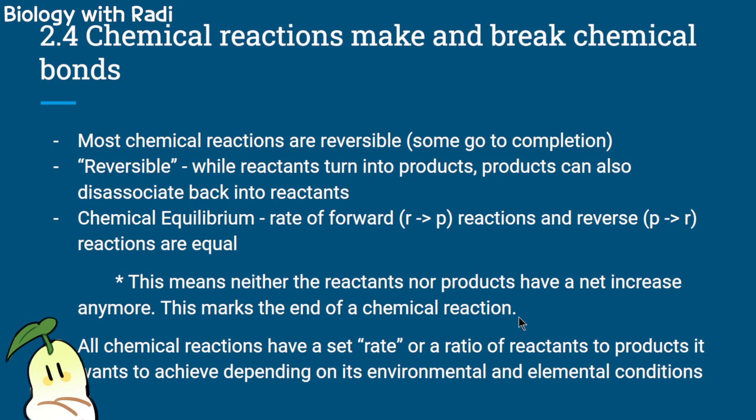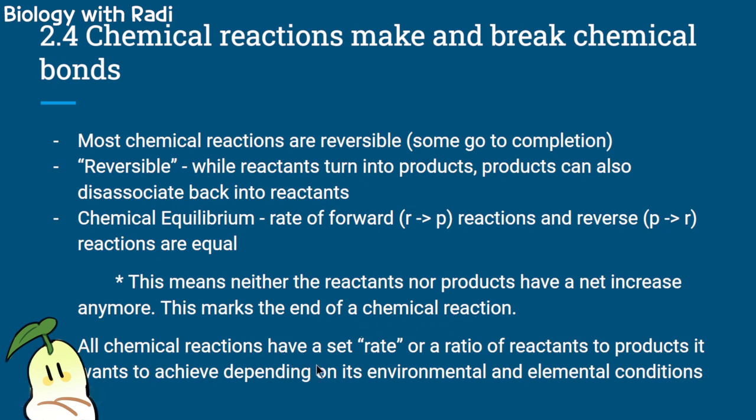So on the outside it looks like there's nothing happening, but there actually still are reactions happening, whether it's from reactants to products or products to reactants. It's just that the rates of those two reactions have equalized so that there is no net increase of reactants or products. And usually chemical equilibrium, once it happens, is what marks the end of a chemical reaction. It means the chemical reaction has finished. There's nothing more to observe.